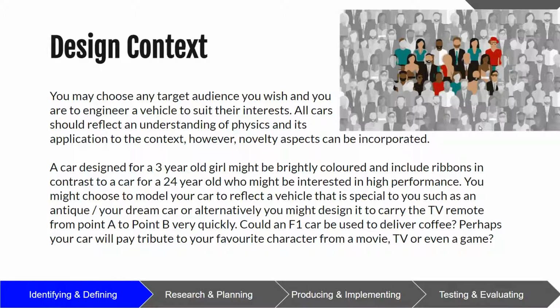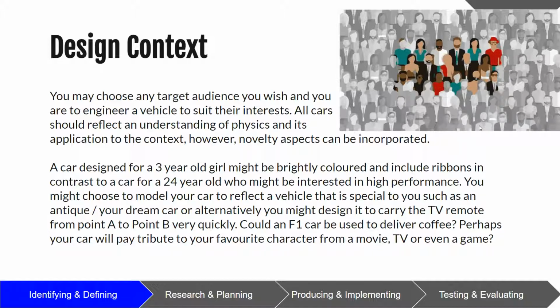You can choose any target audience that you wish for this project, and you need to engineer a vehicle to suit their interests. So all cars should be reflective of an understanding of physics and its application, so things like aerodynamics and friction, but the novelty aspects can certainly be incorporated as well. So, for example, a car designed for a 3-year-old girl would be very brightly coloured, might have ribbons or other things hanging off it. Whereas if you're making a car for a 24-year-old, they might be interested in really high performance and speed. So you might change the vehicle's appearance to suit that need.